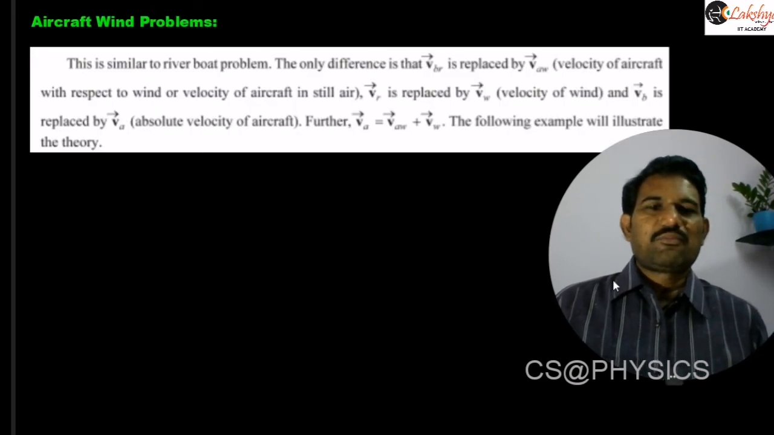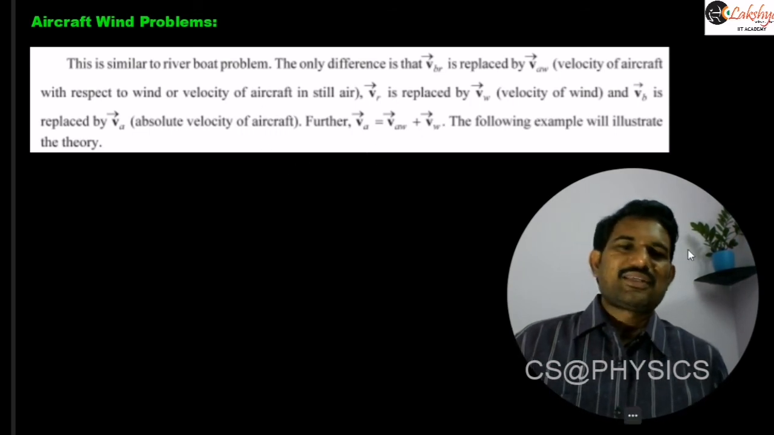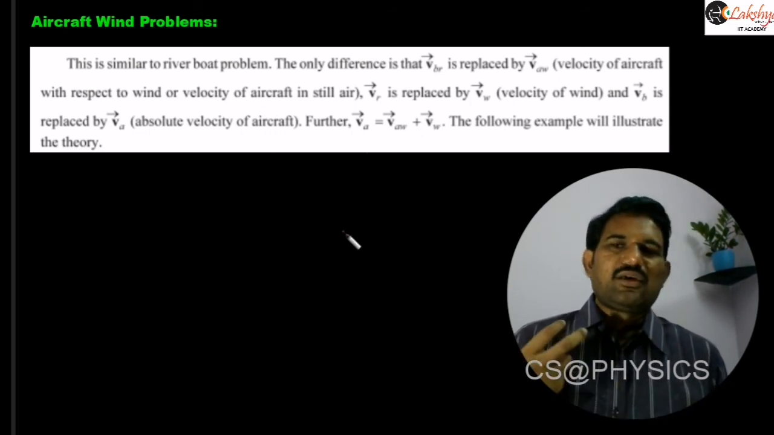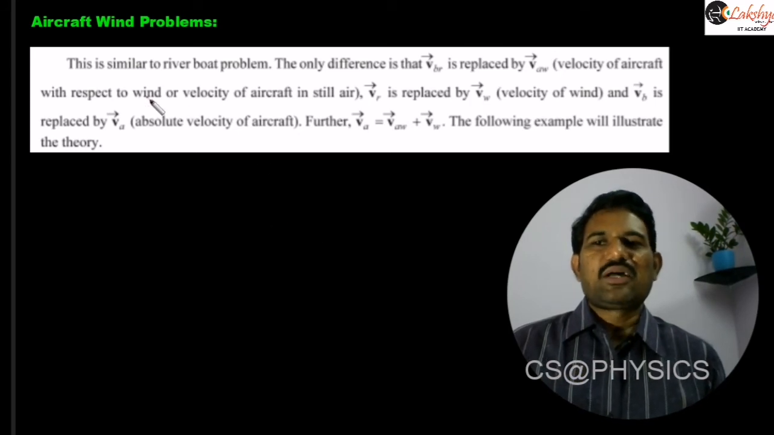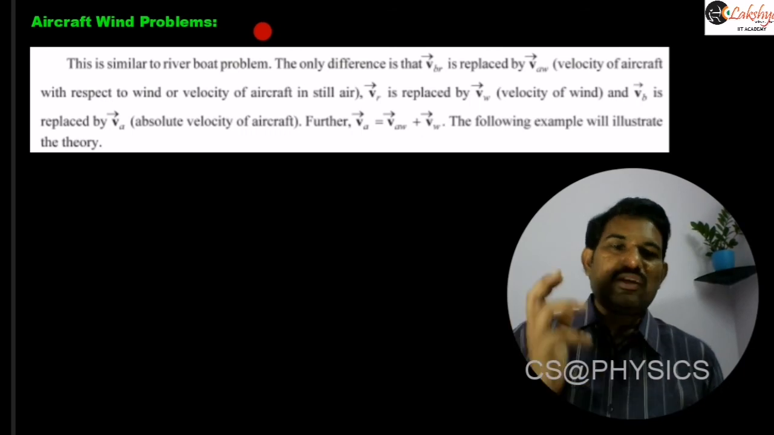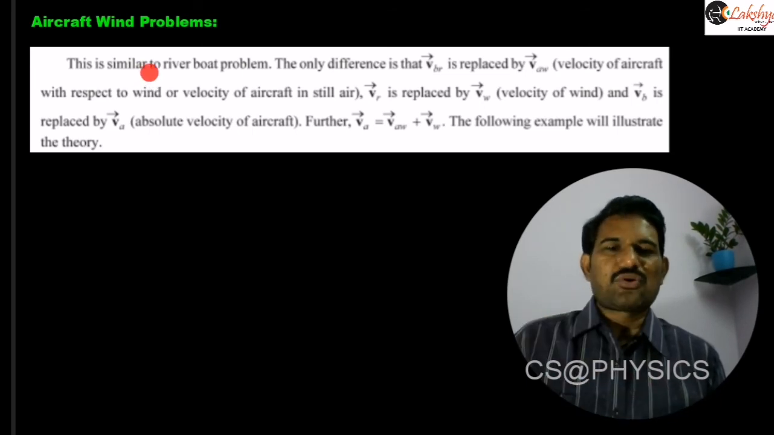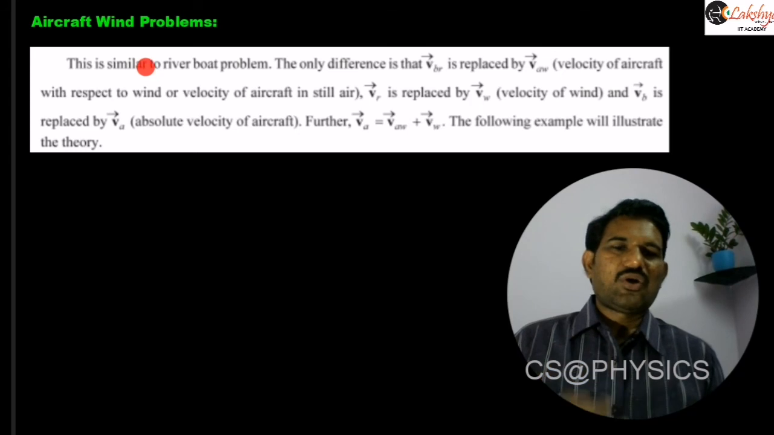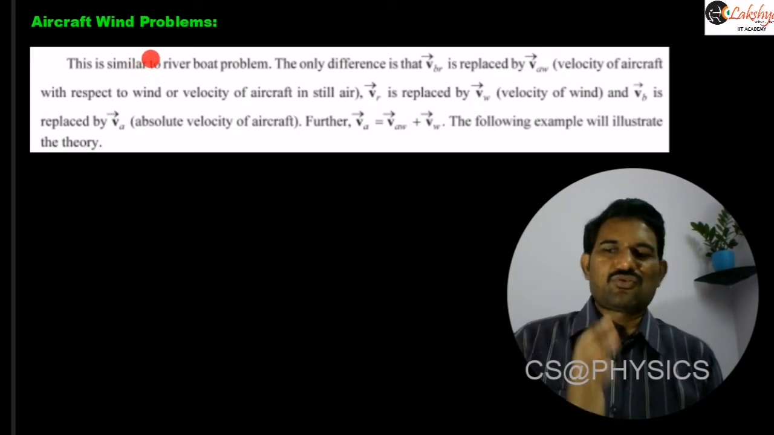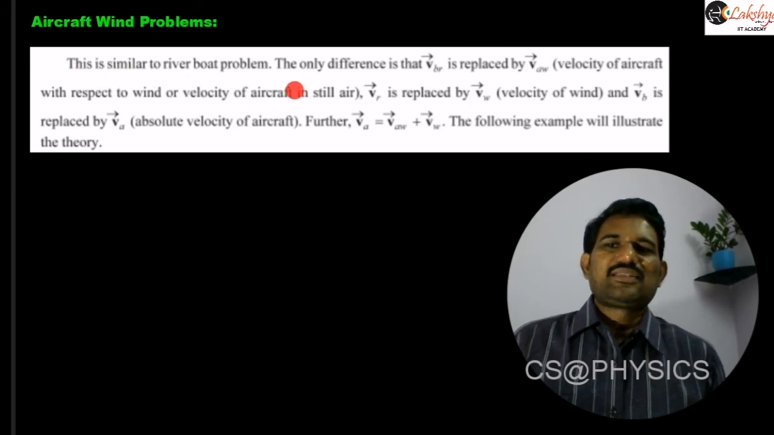And now, basing on this, I am going to explain one more problem here, exactly the same as that of riverboat problems. There will be another concept here, aircraft and wind. So velocity of wind will affect the direction of motion of the aircraft. And so now let us see this. All the problems based on aircraft and wind are exactly the same as that of riverboat. So we need to apply the same concept as that of the riverboat here. You can see this is similar to the riverboat problem.